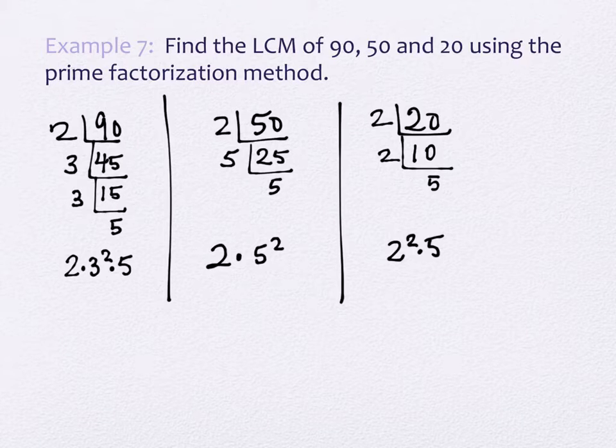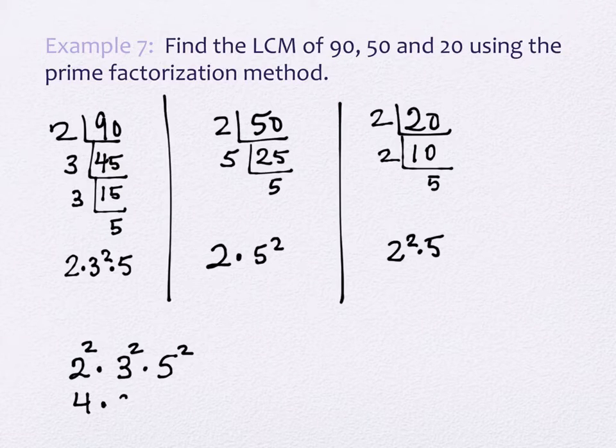Okay, so I need to list all of the prime bases in any piece of any problem. So what are my prime bases? 2, 3, and 5. And then I want to find the 2 that has the biggest exponent. So 2 squared, right? So I'm going to include a 2 squared. I need to find the 3 that has the biggest exponent, and that is a 2. And I need to find the 5 that has the biggest exponent, and that is a 2. Now we're going to multiply it out. So this is 4 times 9 times 25.